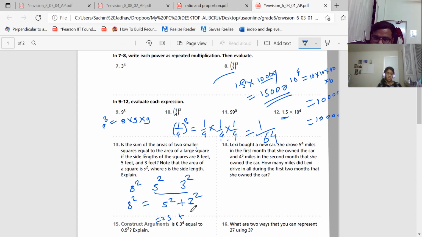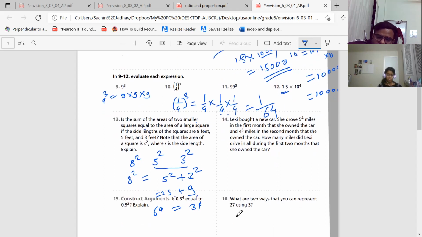3 squared is 9. You don't understand the square. If you don't know, first of all understand and try to do the square. Square means 3 times 3. 3 multiplied by 3 means 3 squared. Okay. So that is 9. So 25 plus 9, what is that? 34. And 8 squared is what? 64, 8 times 8.